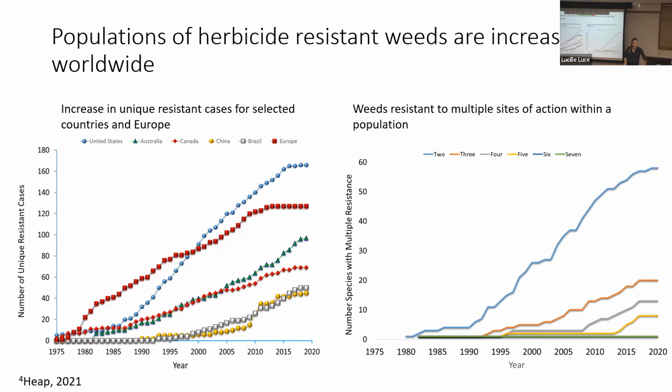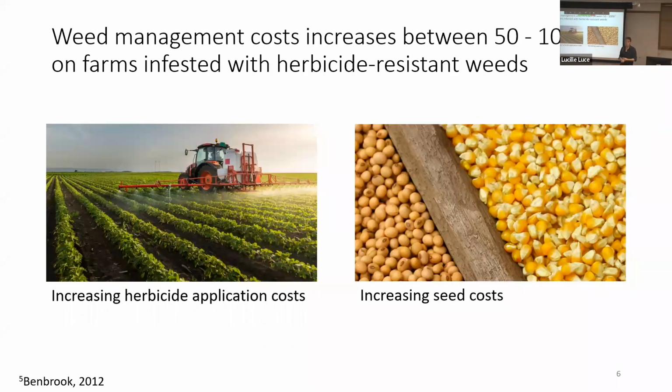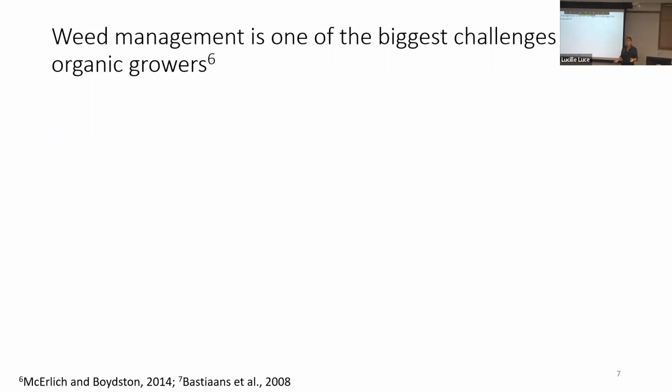This leads to increases in costs for the growers. When a grower has herbicide-resistant weeds on their farm, costs can increase between 50 to 100%. That comes from increased herbicide applications as well as increased seed costs. But conventional growers aren't the only ones that face weed management challenges. Organic growers could also benefit from additional non-herbicide-based weed management tools.